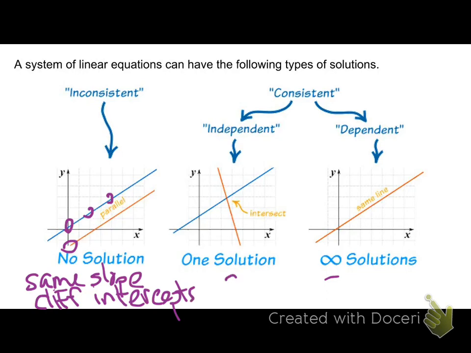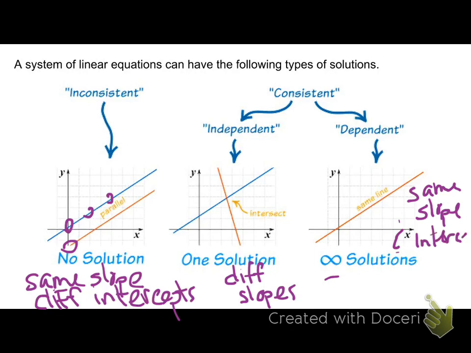For a one solution system, they have different slopes. If you look at this second independent system, the orange line's going down, the blue line's going up, different slopes. It's one solution. For infinite solutions, they have the same slope and intercept. Okay, I remember how to write it in.